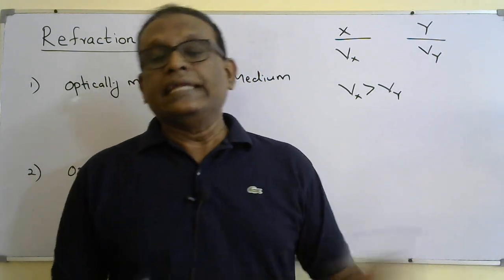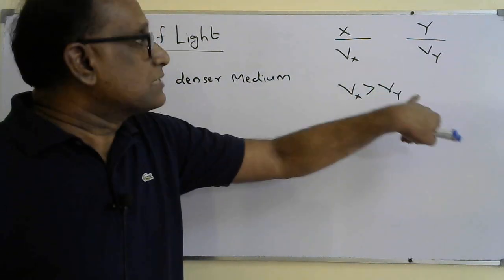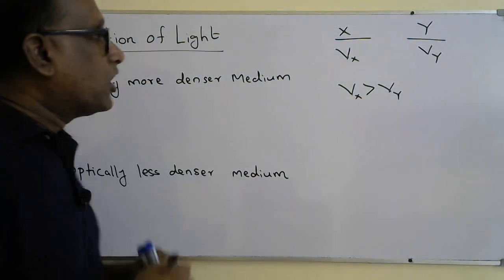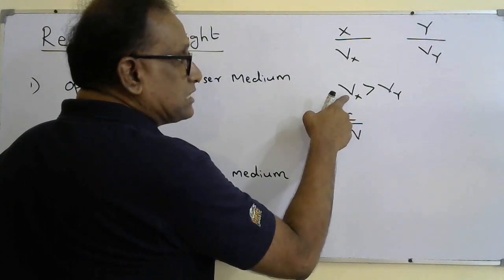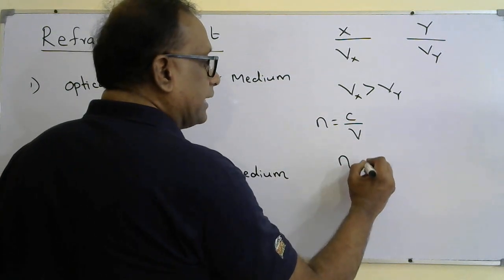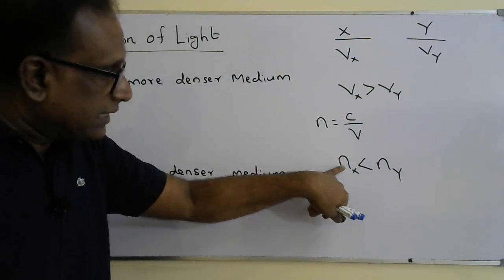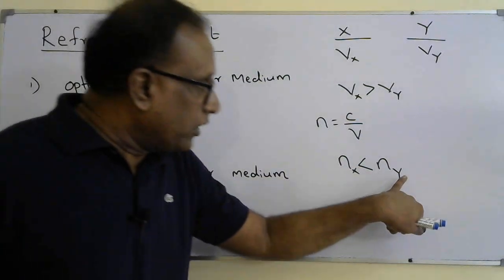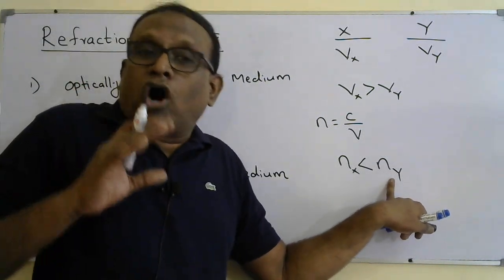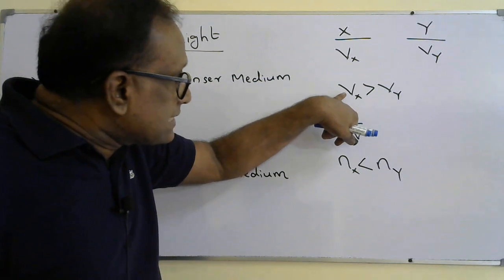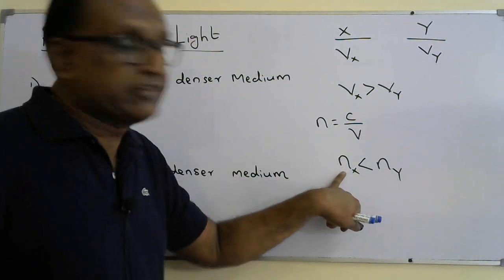Also, we can compare in terms of refractive indexes. If the speed of light in X is greater than in Y, then according to the definition n equals c over v, a higher speed means Nx is going to be smaller than Ny. The refractive index of X will be smaller than the refractive index of medium Y. So remember that the optically less denser medium will have smaller refractive index.